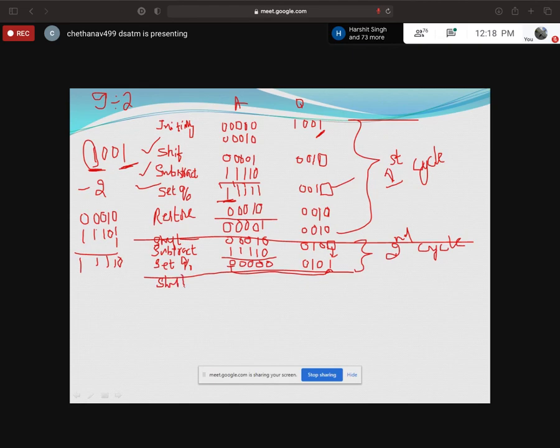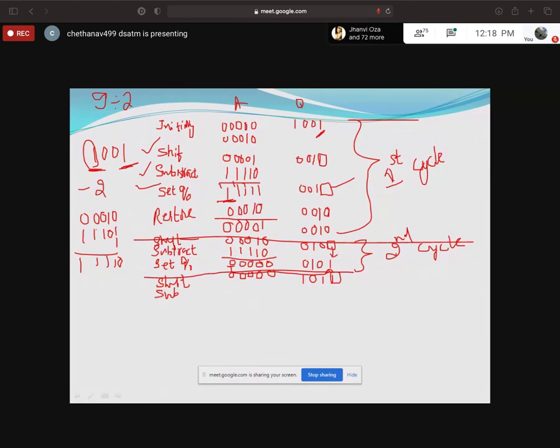Okay. Yeah. Shift now. This is empty, so I'm just shifting. I'll keep this as empty. 1, 0, 1, 0, 0, 0, 0, 1. Okay, now after shift, subtract.